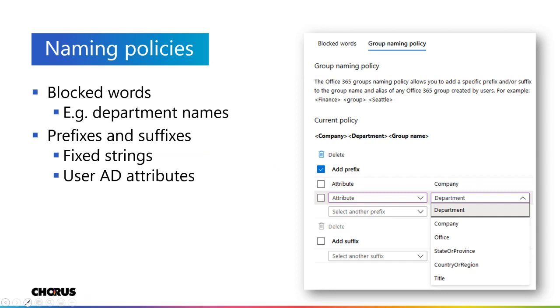Prefixes and suffixes can make users and admins clearer on what the team's about as well. So you set this up by basically choosing which Active Directory attributes of the team creator you want to add to the team name. So if, for example, you're a large multinational with several subsidiaries, you might set up something like this on the right, where any team that gets created gets prefixed with the company name and the department name. So if someone in your UK finance team creates a team called accounts, the final name of that team would be UK finance accounts.